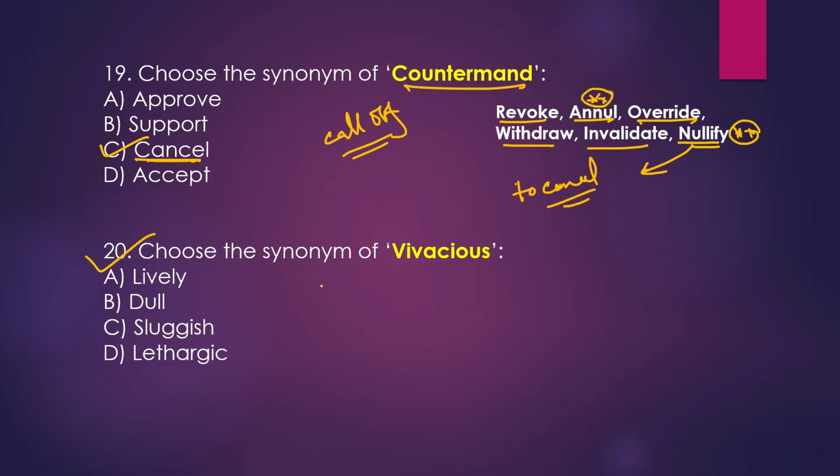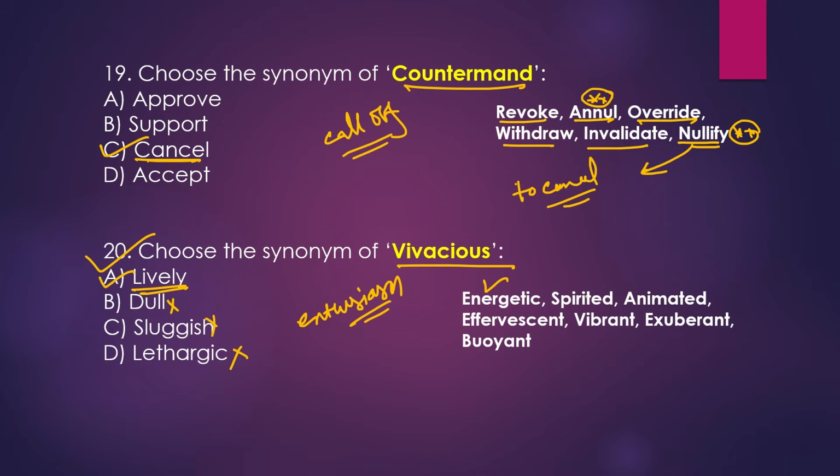So look at the question. Choose the synonym of the word vivacious. So vivacious describes someone who is full of life, energy, and enthusiasm. Okay, full of life, full of energy, a totally energetic person, that is vivacious. So here the correct answer is option A, that is lively. Okay, look, dull, sluggish, and lethargic, these all are antonymous. So dull, sluggish, and lethargic mean not an enthusiastic person, a gloomy person, a bleak person, not a cheerful person. Extra synonyms like energetic, spirited, animated, effervescent, vibrant, exuberant, and buoyant.